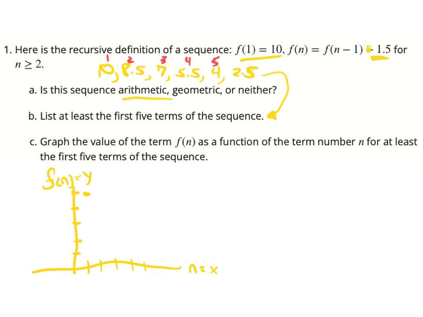Term 2 is 8.5. It's a little bit above 8. Term 3 is at 7. So I'm halfway in between. Term 4 is at 5.5. So this is 2, 4, 6, 8, 10. 5.5 is over here. And then my last one is at 2.5. And then as you can see, arithmetic sequences make a straight line.